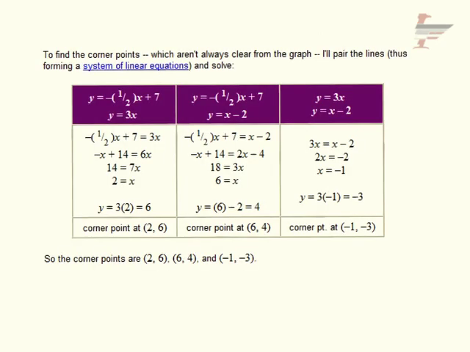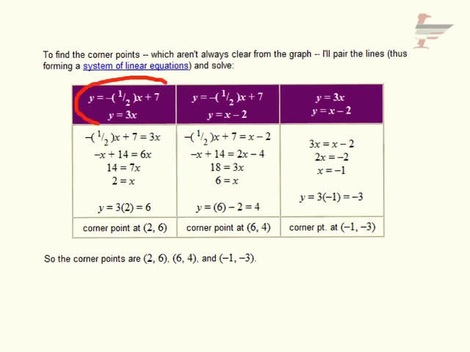So we have just graphed the systems. We found three vertice points. Now what we're going to do is actually find the coordinates of those vertice points, because we know that the maximum or minimum has to occur at these vertice or corner points. So what we're going to do is take the system of equations, the two lines, and solve that system to find that point of intersection.